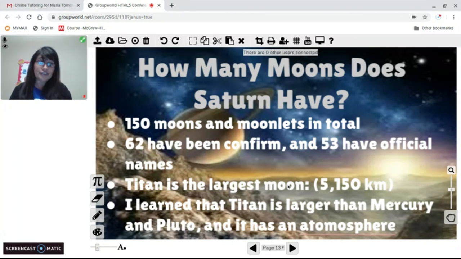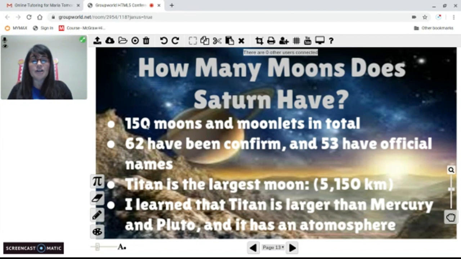Titan is the largest moon. If you know the largest one, put it in there, 5,150 kilometers. And then it says, what did you learn? I learned that Titan is larger than Mercury and Pluto, and it has an atmosphere. Let's go back to the 150 moons. The 150 moons is all the moonlets, okay? All the little tiny moons that don't have names, they consider a moonlet, so they count it as one of the moons for Saturn.